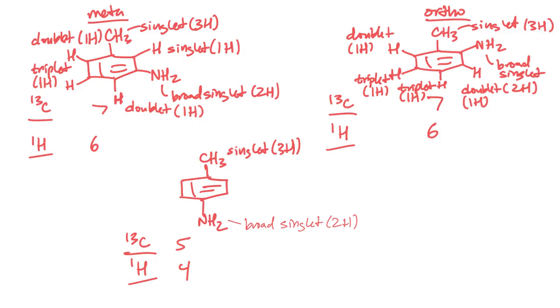So maybe I'll draw these kind of different. So that's a set. And then that's a set. So 2 sets of 2. Each one is going to occur as a doublet.